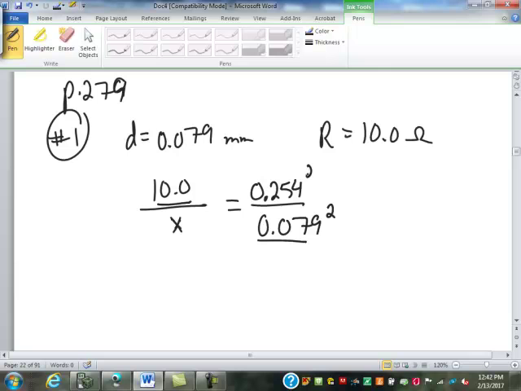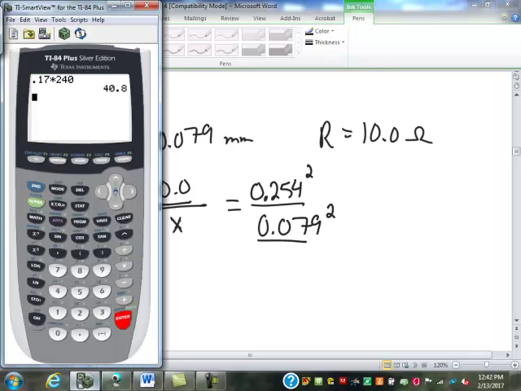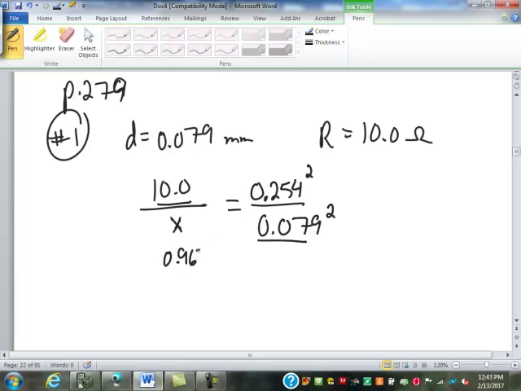0.254. So we're just going to punch this in as 10 times 0.079 squared divided by 0.254 squared, which should give us 0.967. Okay, so that'll do it.